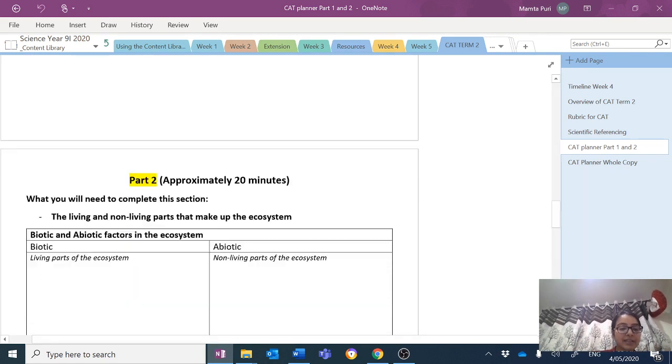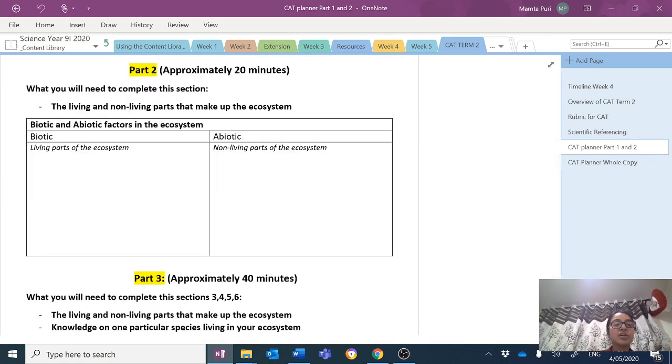Part two is approximately 20 minutes. You just need to think about the living and non-living parts which make up your ecosystem. So here in the planner, you can see they have given you hints. They have given you a platform to start your thinking process. This week, we are just focusing on part one and part two only.